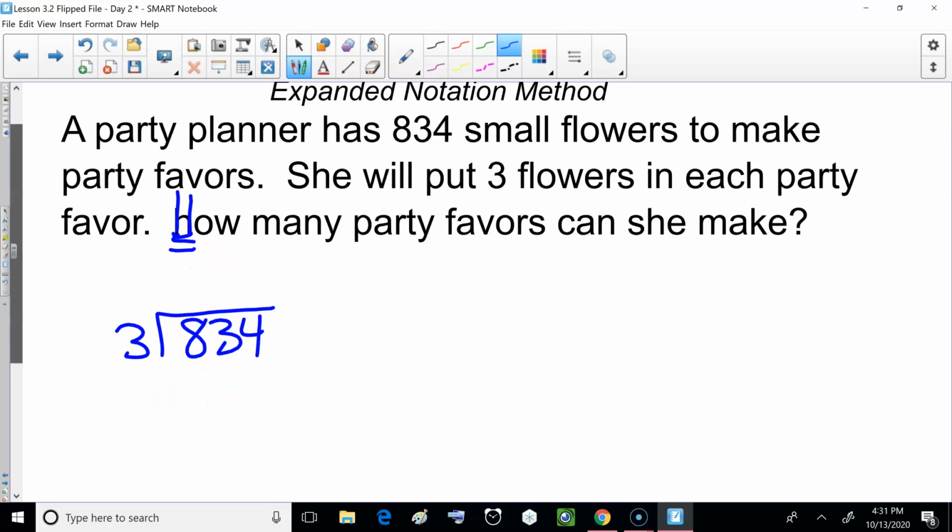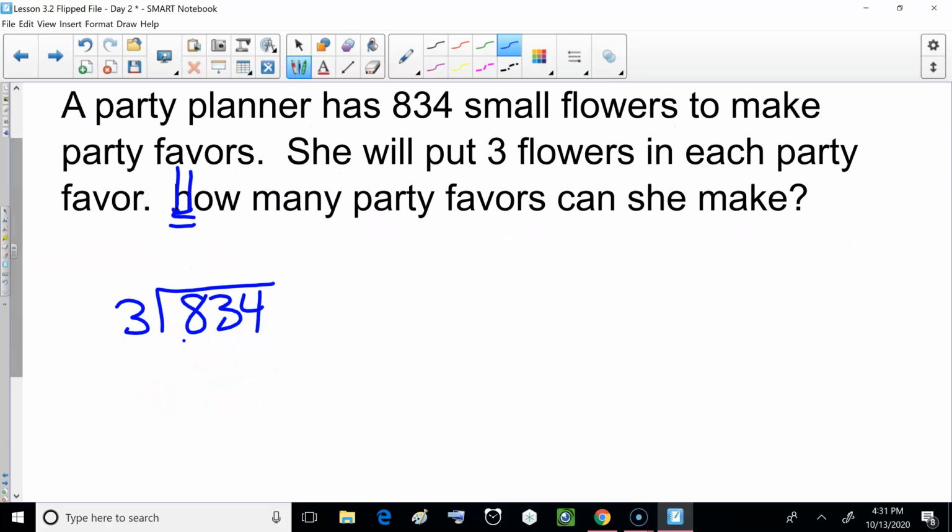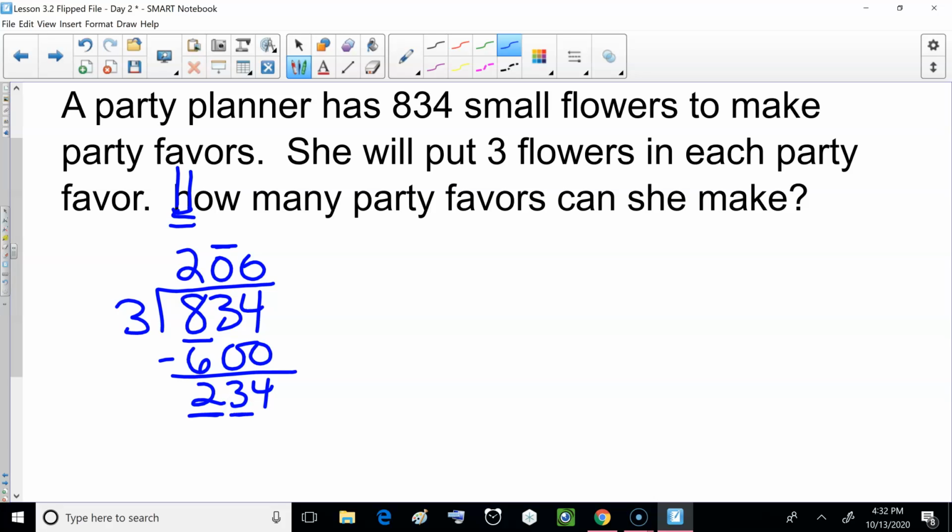I'm going to need a little more room here, so we'll send this down. 3 can go into 8. That would be 2 times. 3 times 2 is 6. This would be 200, which makes 600. When I subtract, I get 234. Notice the 2 is less than the 3 in my hundreds. So now I can move on to my tens place value. So we're turning my 200s into tens and get 23 tens.